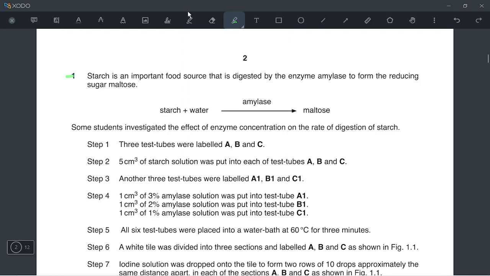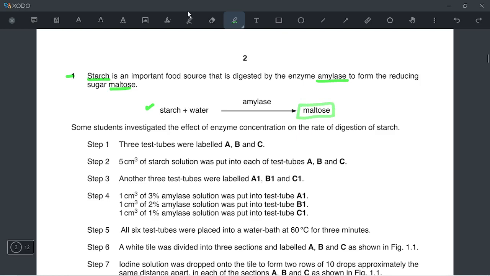Question number 1. Starch is an important food source that is digested by the enzyme amylase to form the reducing sugar maltose. You can see this chemical equation given here. Starch word equation: starch plus water, amylase catalyzes it, to form maltose. Maltose is a disaccharide.